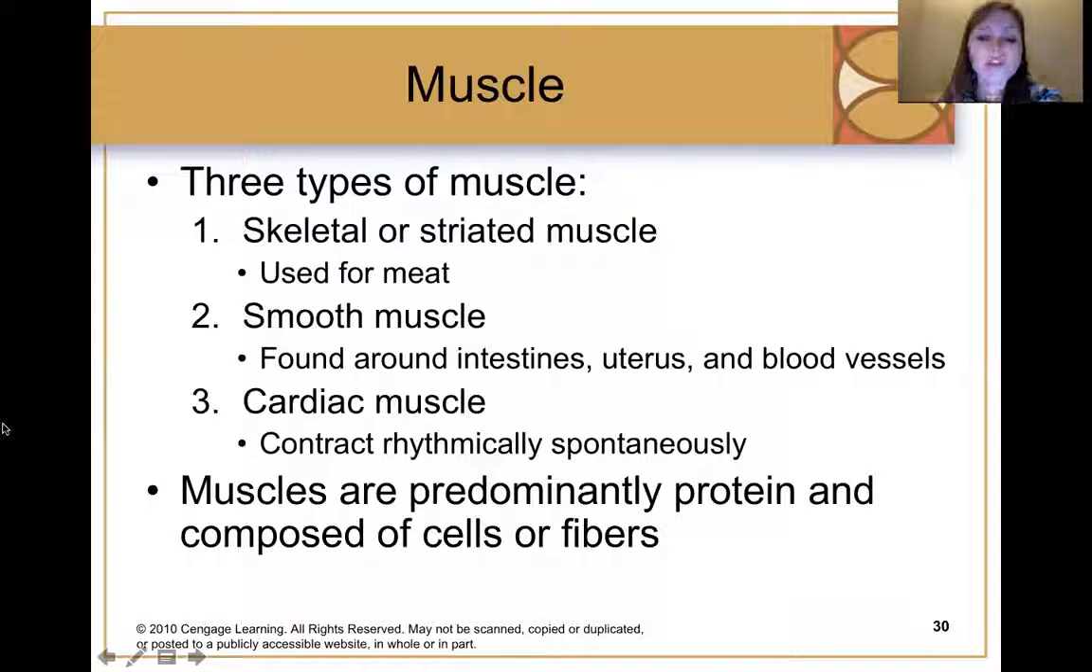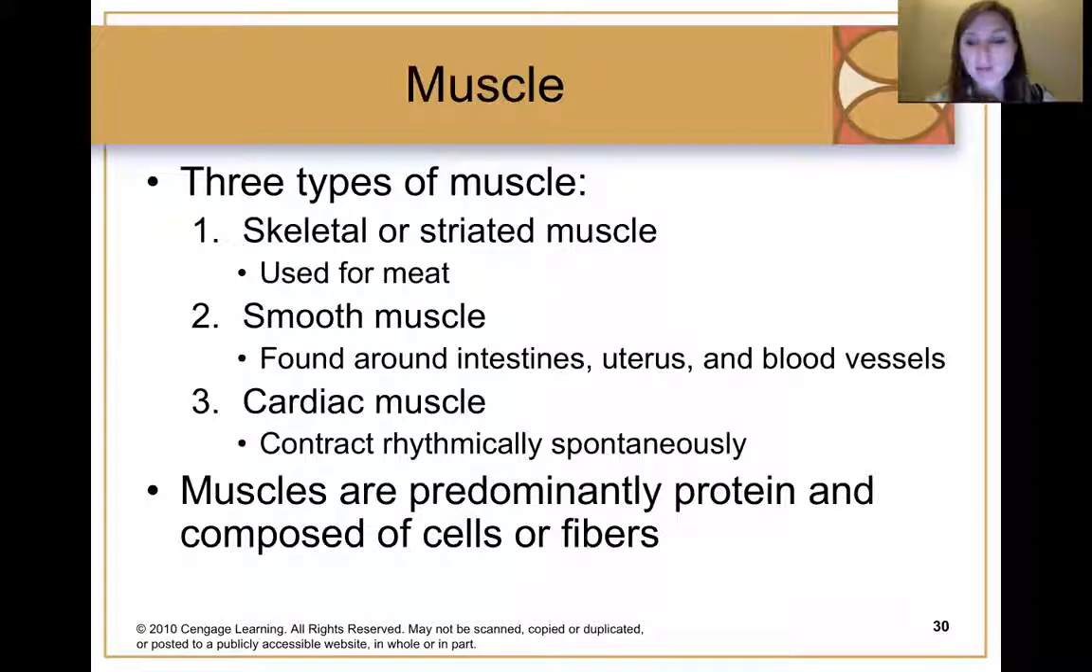So moving on to muscle, there are 3 types of muscle. There's skeletal or striated muscle, and that's used for meat. So if you're eating an animal, then you're eating its skeletal muscle. The second type is smooth muscle, and that's muscle that's found around the intestines, around the uterus in a female, and also around the blood vessels to help move the blood along. And the smooth muscle around the intestines is what helps move the ingesta through the system.